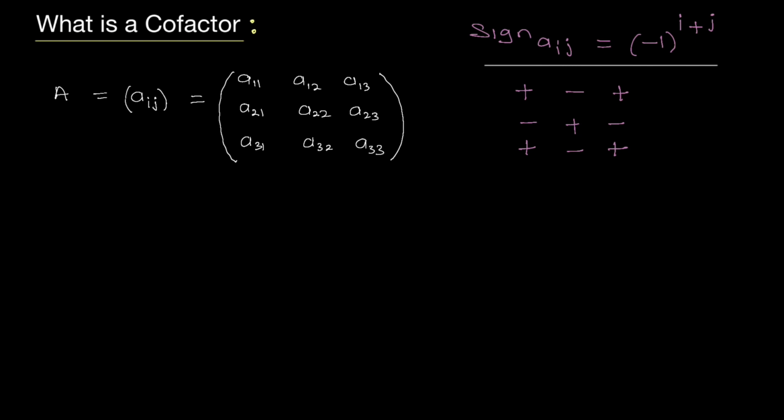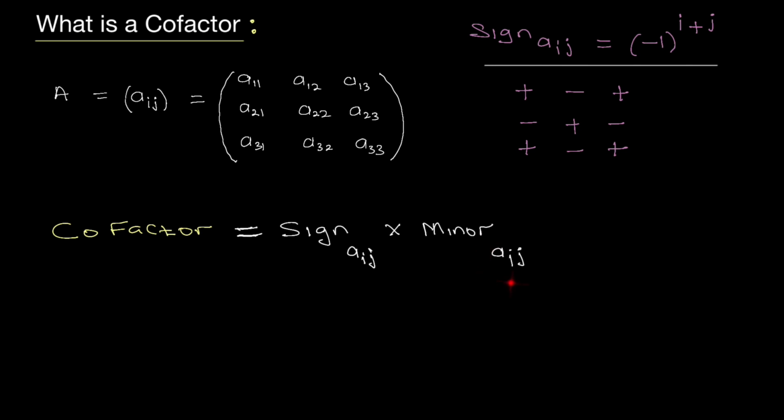And why do we need to know the sign? We use the sign to work out the determinant. Also, we use the sign to work out the cofactor. So what is a cofactor? The cofactor of an element is the sign of that element times the minor matrix for that element, because each element has its own cofactor.